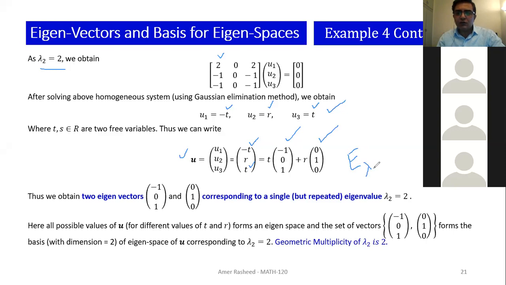lambda 2. So this is another eigenspace, which will be an infinite space. This eigenspace will be a vector space, and this eigenspace will also be a subspace of R cube. And these two vectors are generating this eigenspace. So the set of these two vectors will be the basis for this eigenspace. It means this set is generating that plane, that eigenspace.